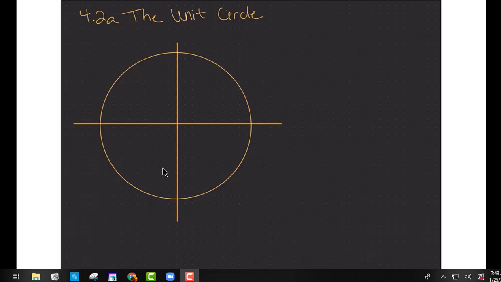Since we know that we're on the unit circle, we always have a radius of 1, right? And we even figured out what that point was on our unit circle. If we went from the origin right to here, we knew that was the point (1, 0), because our radius was 1, we went over 1 and we didn't go up or down any.